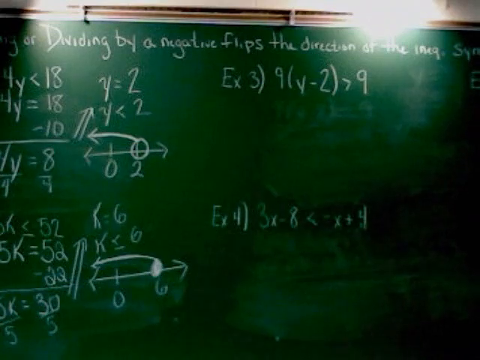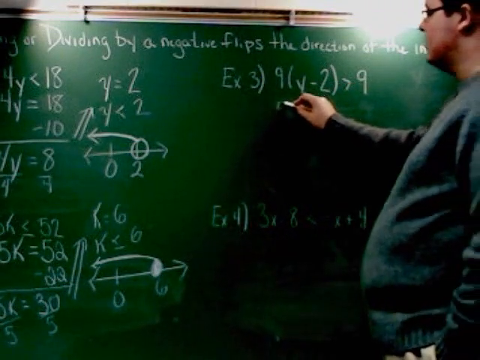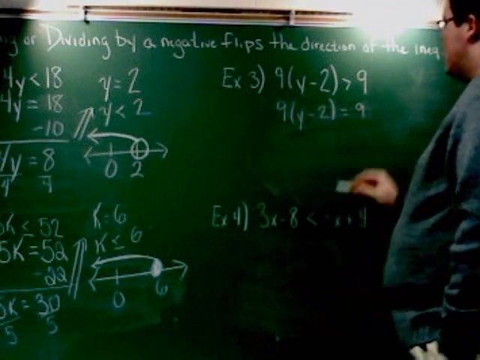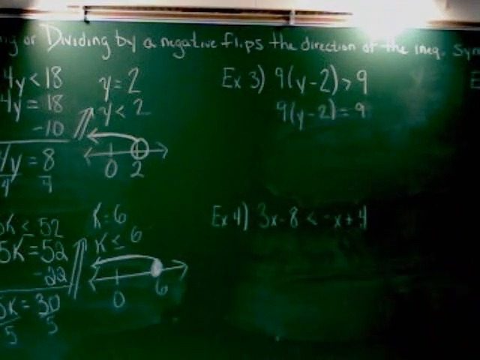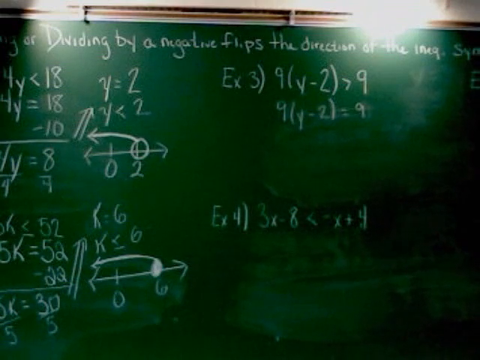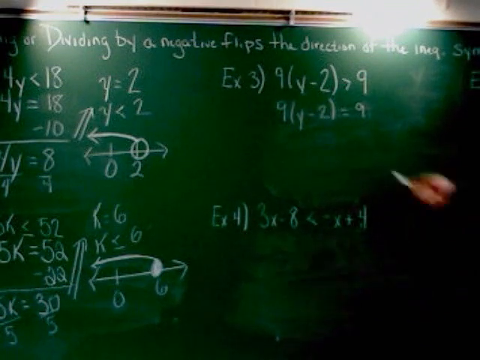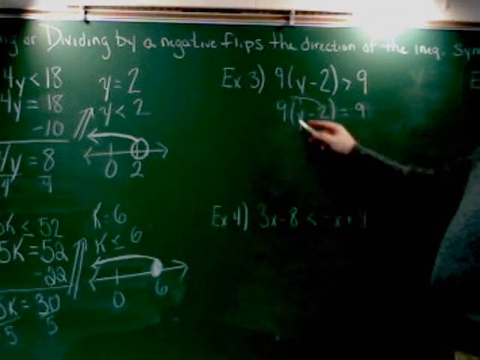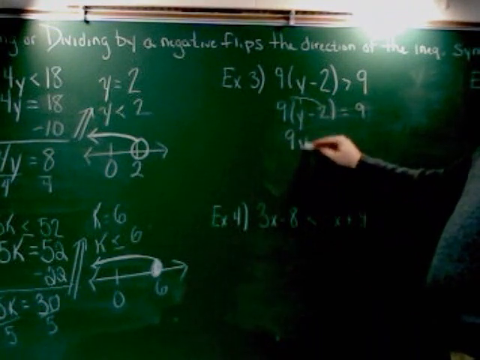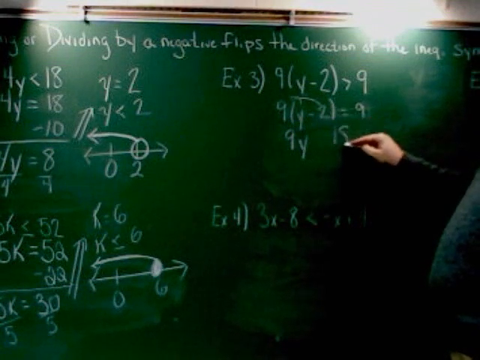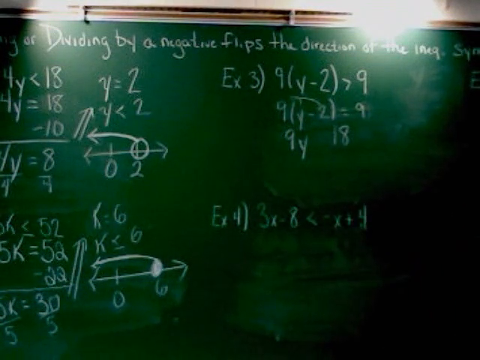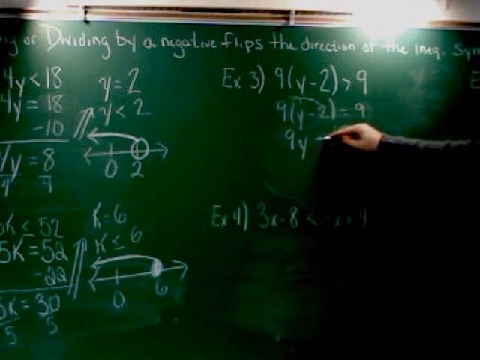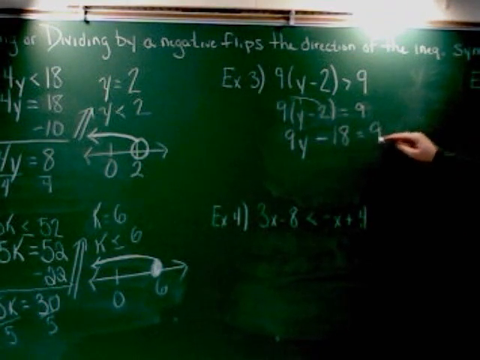Again, we're going to have to change this into an equal sign to start. I just got done saying this is a distributive property problem. So 9 times the y, 9 times the 2. 9 times y is 9y. 9 times 2 is 18. And the sign that was in the middle stays in the middle. So it stays subtraction equals 9.